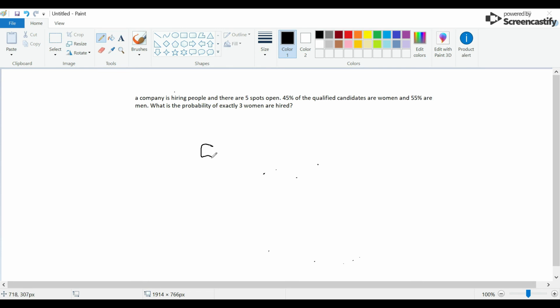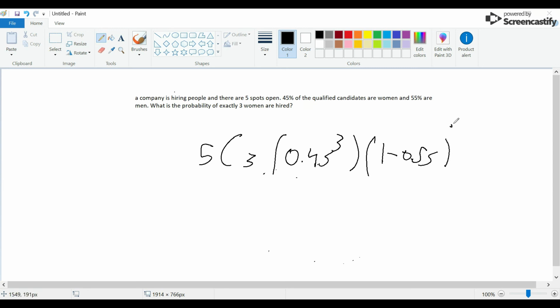So, when substituting this into the equation, you would get 5C3 times (0.45)^3 times (1 minus 0.45), or 0.55, to the power of 5 minus 3.